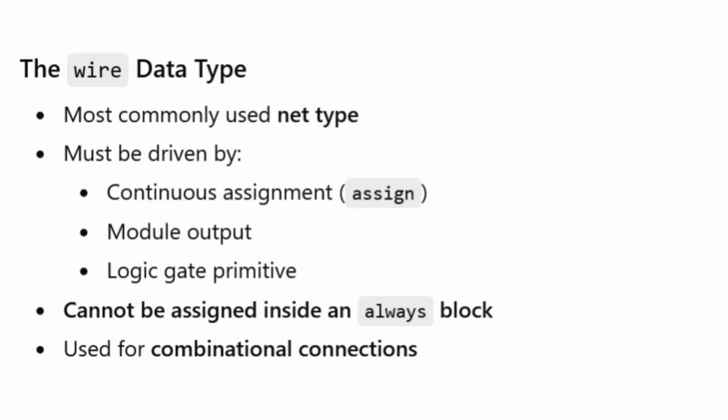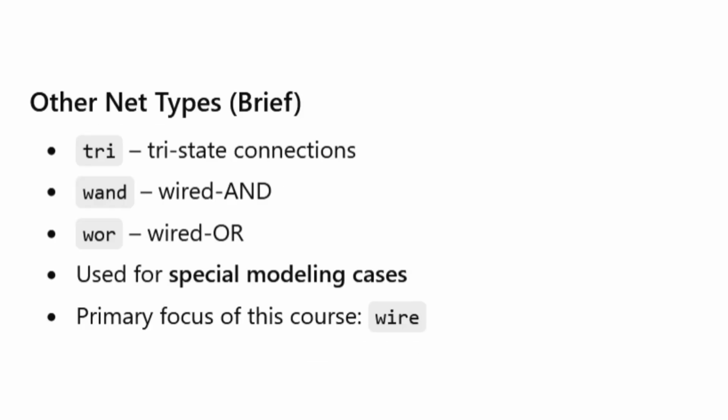Verilog also supports other net types such as tri, wand, and wor. These are used for special modeling situations like tri-state buses or wired logic. In this course, we will primarily use wire.